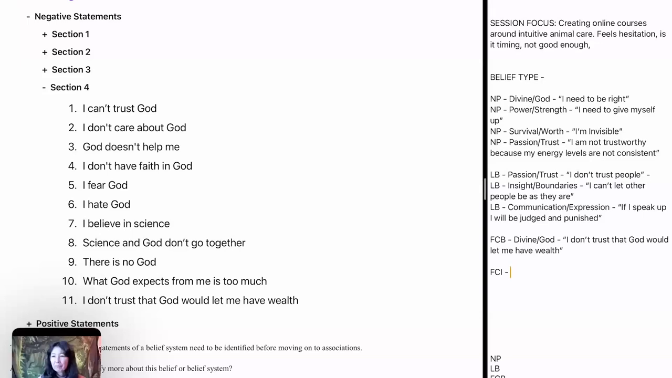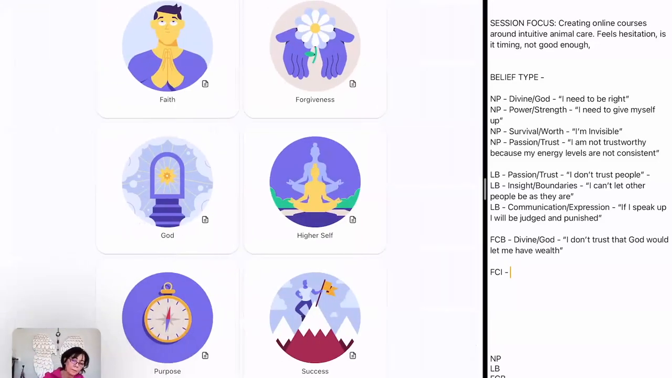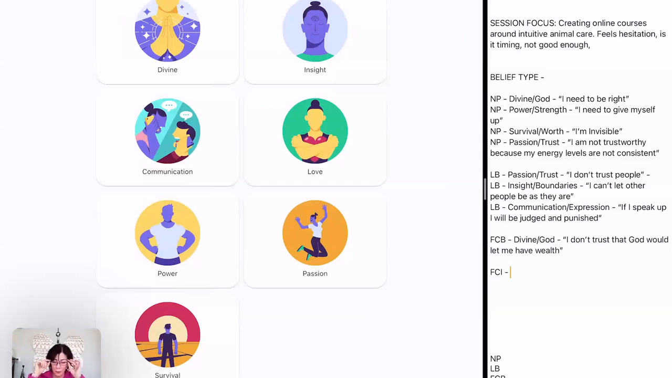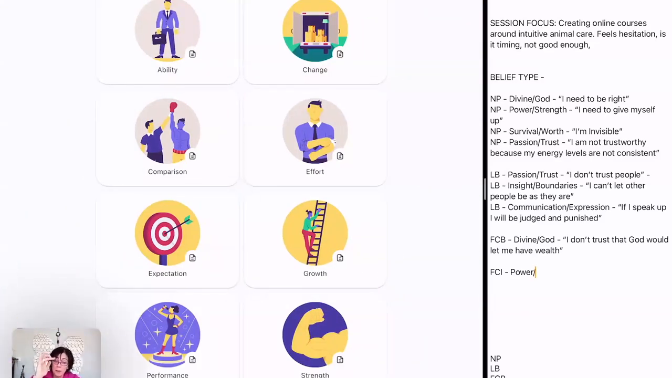So we're going to see now if there's a faulty core identity. Another faulty core belief? No, because there's only one here, especially in the parallel thing. Now, is there a faulty core identity? There is. Okay. So something that was absorbed between birth and age 7. All right. So where's the faulty core identity? Right side? Nope. It's on the left. Is it divine? No. Communication? Power. Survival? No. Power. Okay, I'm sorry. Yeah, power. And now, are we on the left? Right side? No. So left side. Is it ability, comparison, expectation, performance?